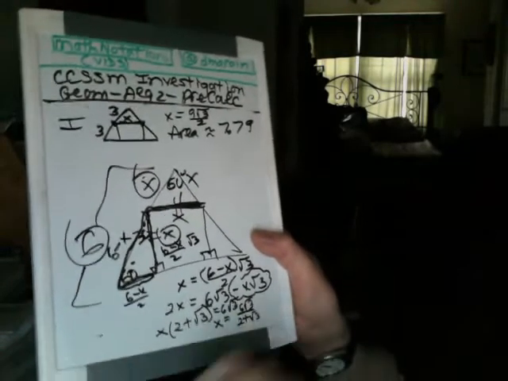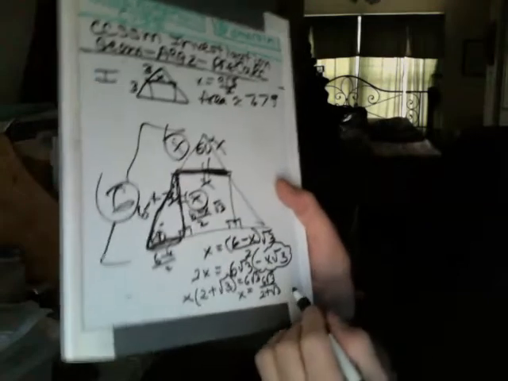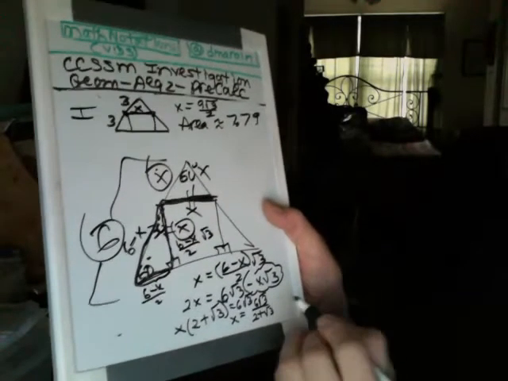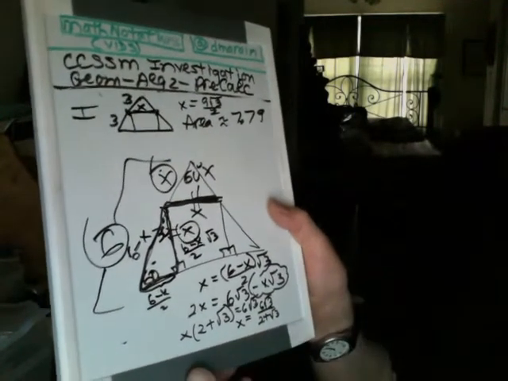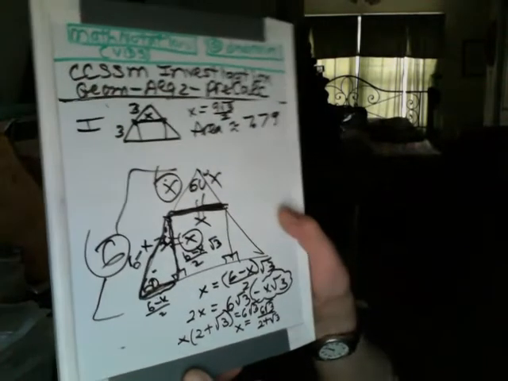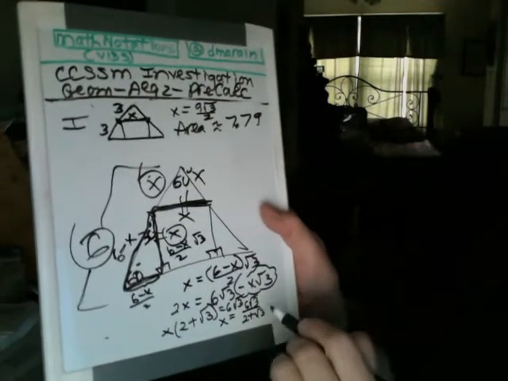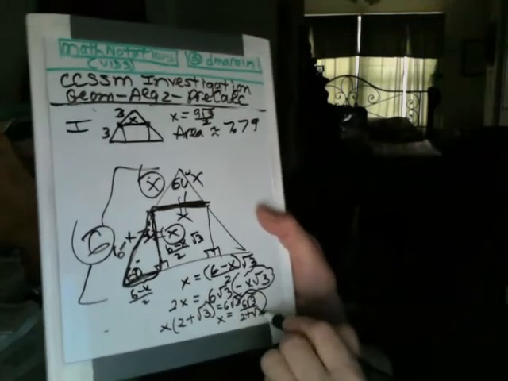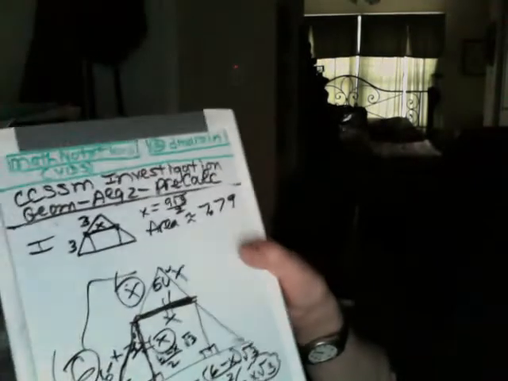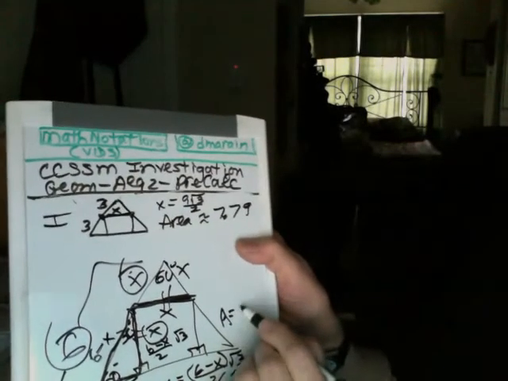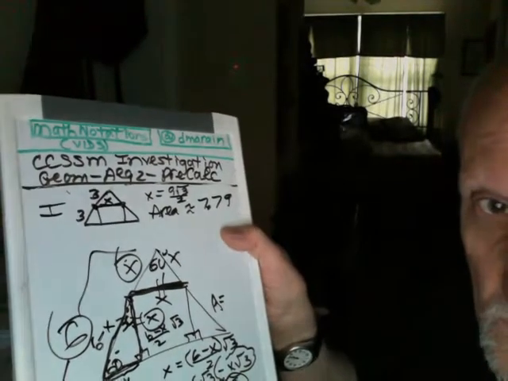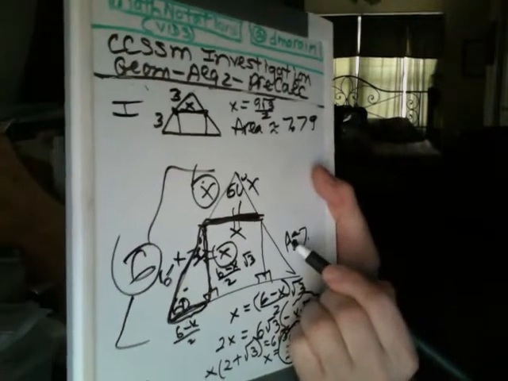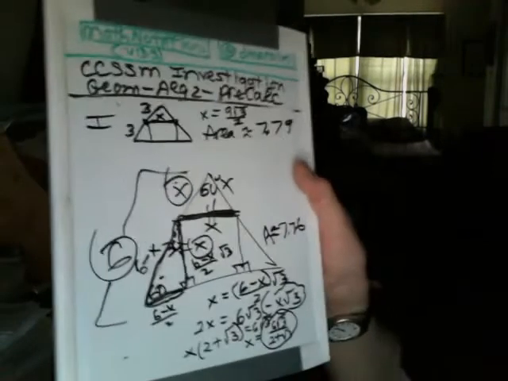We could rationalize this. We could go to our calculator and show that the value of this is a little bit less than 3. Well, it is less than 3, no question. But I'm not going to do that right now. If that's the side of the square, then the area you can calculate will be 7.76. Approximately 7.76. I'll leave that up for a moment.